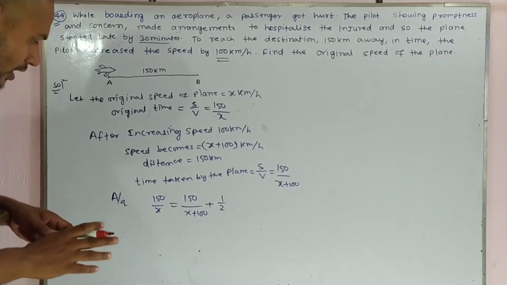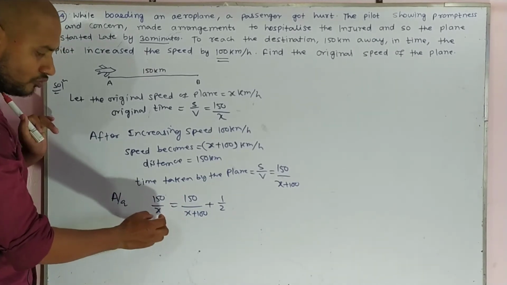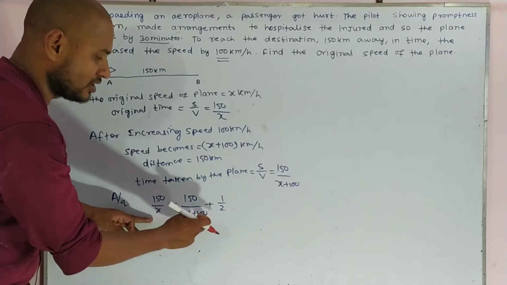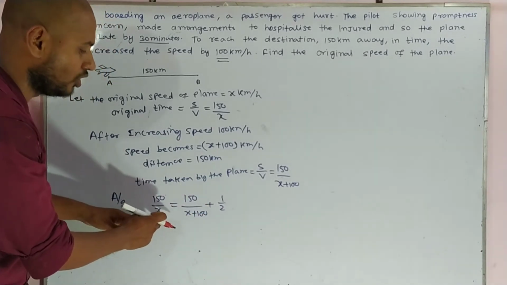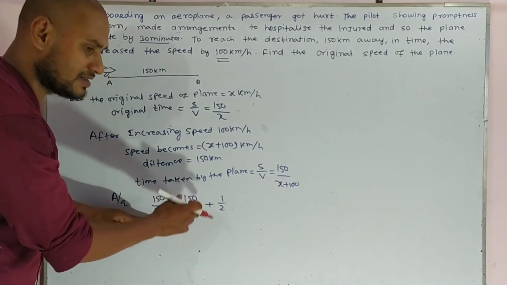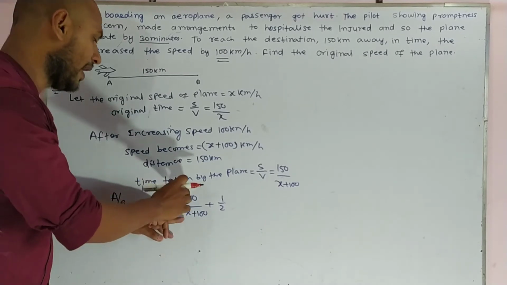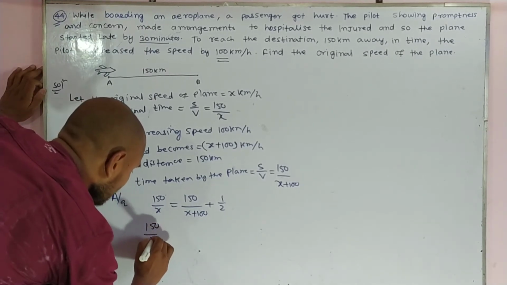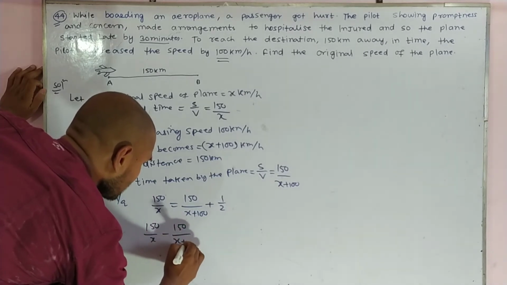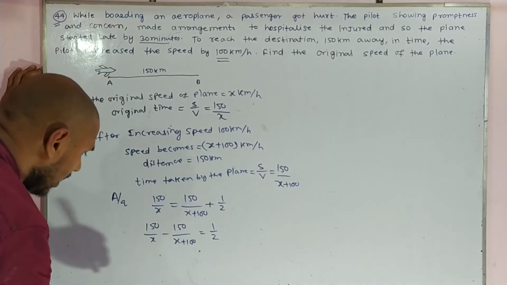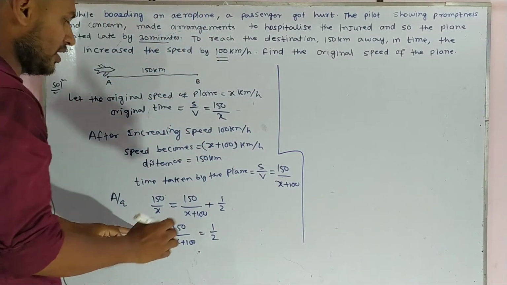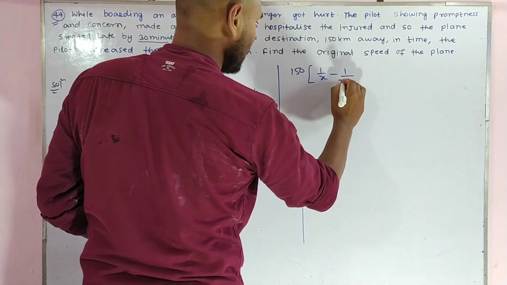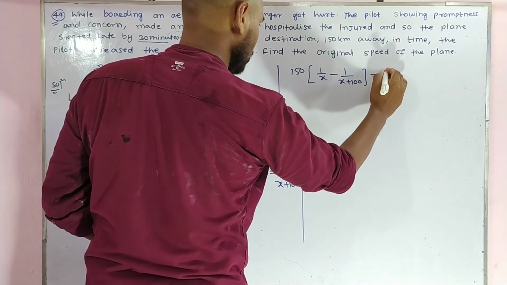By mathematics we already know that when the numerator is the same, the larger denominator makes the value lesser. Here x plus 100 is greater than x, so 150 upon x plus 100 will be lesser than 150 upon x. So we add 1 upon 2 to the lesser quantity to equate it. Again from here, 150 upon x minus 150 upon x plus 100 will be equal to 1 upon 2, and taking 150 as common, we get 1 upon x minus 1 upon x plus 100 equal to 1 upon 2.